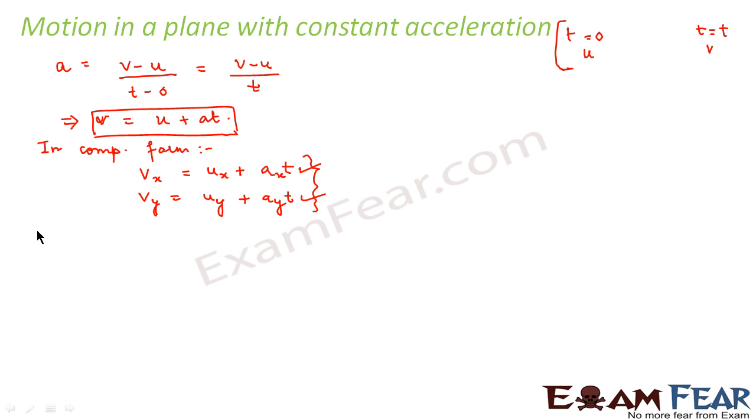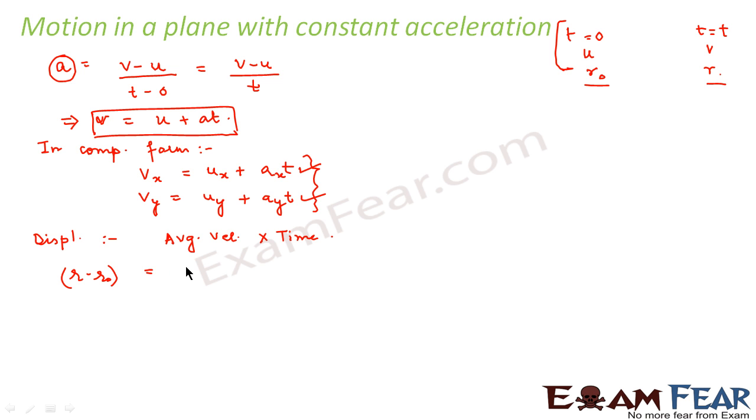Now let us look at the displacement. So this is what we talked about acceleration. Now what about the displacement? Let us suppose the position at t is equal to 0 is r0 and at t is equal to t is r. So initial position was r0 and position after time t is r. We already know that displacement is equal to average velocity into time taken. In this journey, the displacement would be r minus r naught.